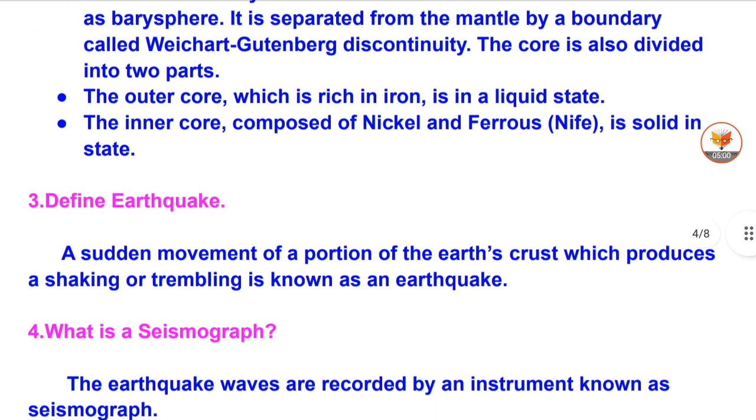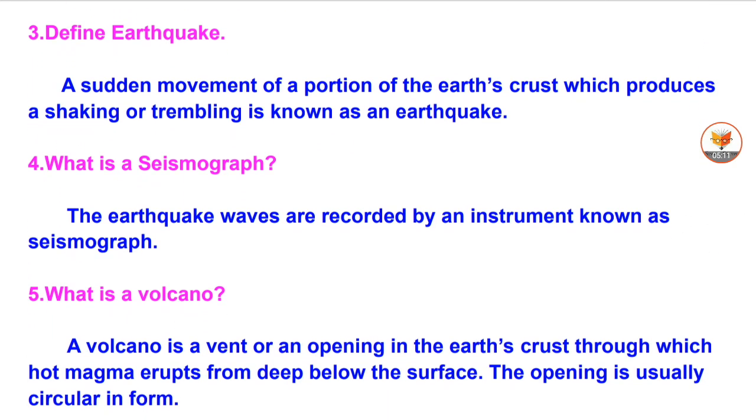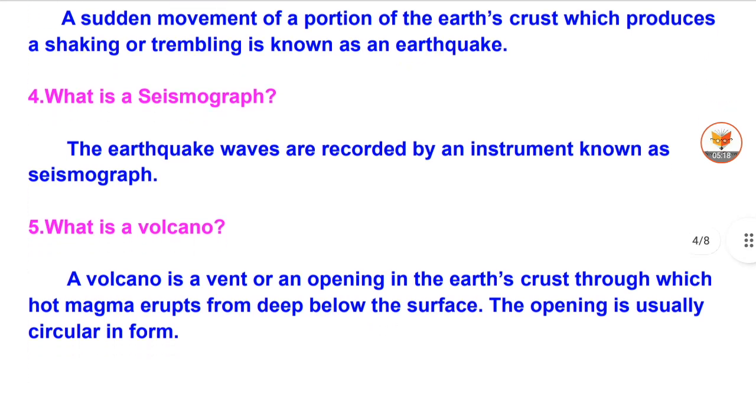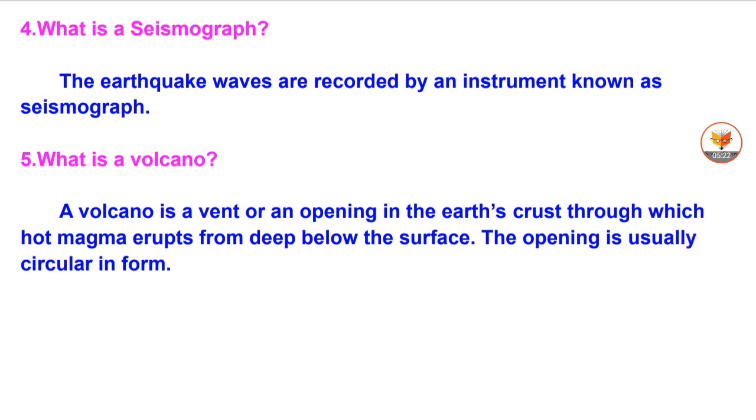3. Define earthquake. A sudden movement of a portion of the Earth's crust which produces a shaking or trembling is known as an earthquake. 4. What is a seismograph? The earthquake waves are recorded by an instrument known as seismograph. 5. What is a volcano? A volcano is a vent or an opening in the Earth's crust through which hot magma erupts from deep below the surface. The opening is usually circular in form.